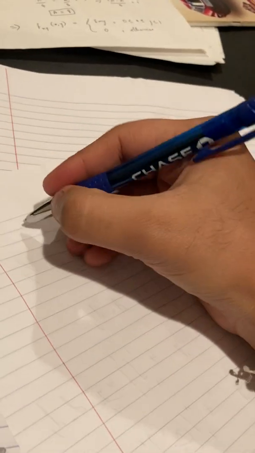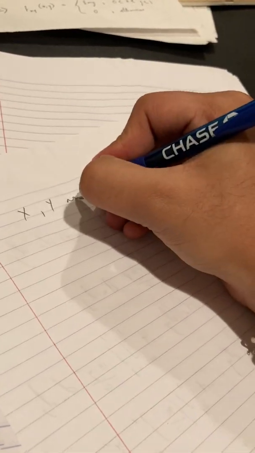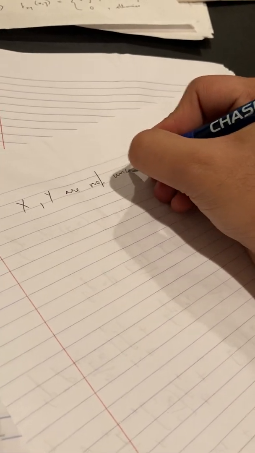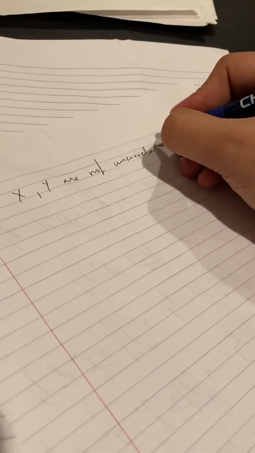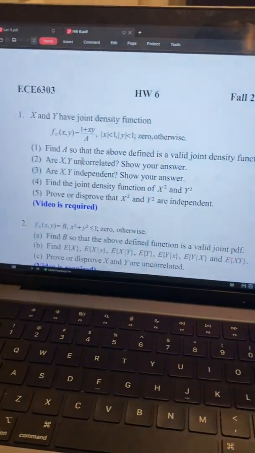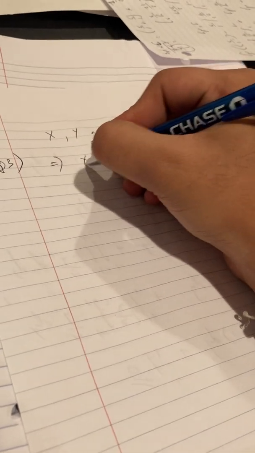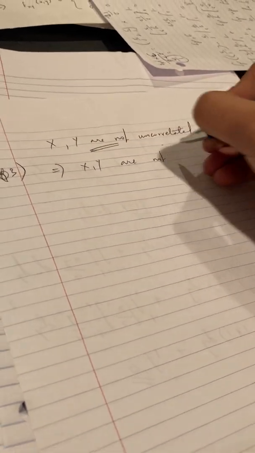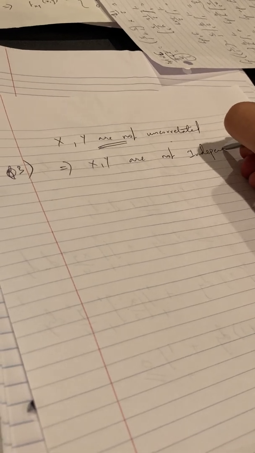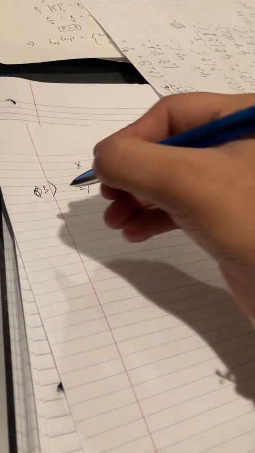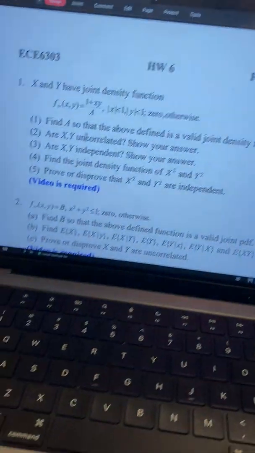That means that x comma y are not uncorrelated. So in this way we have done the question number 1 part 2. For the question number 1 part 3, as they are correlated, that implies that x comma y are not independent. Okay, so let us look at the part 4 of question number 1.